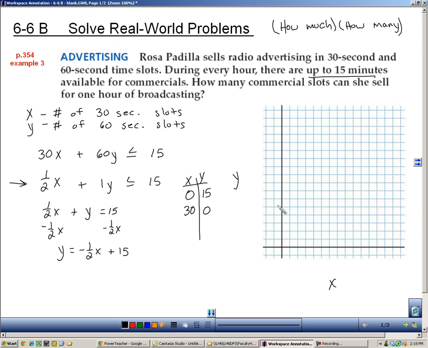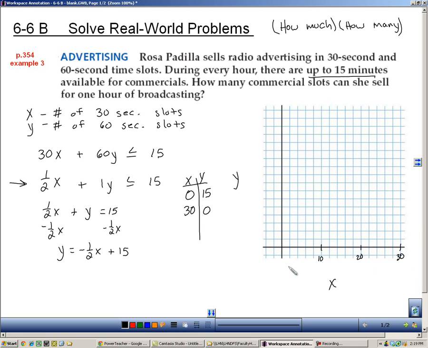Now I'm going to go over here and label my graph. The X is on the bottom and the Y is on the side. You might be wondering why we're only using a first quadrant graph. The answer is that when you're doing a real world problem, you always stay in the first quadrant because your answers are always positive. How many commercial slots? Well, you can't sell -6 commercial slots. So we don't care about the negative answers. All we care about are the positive answers.